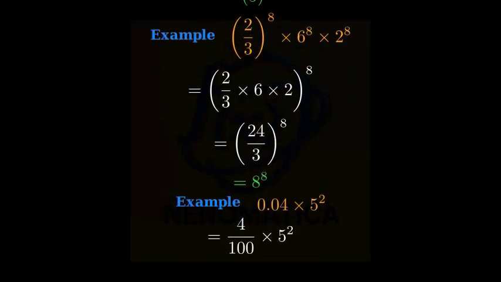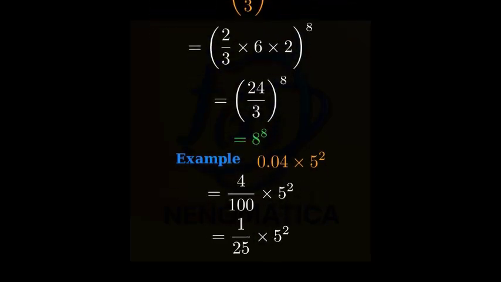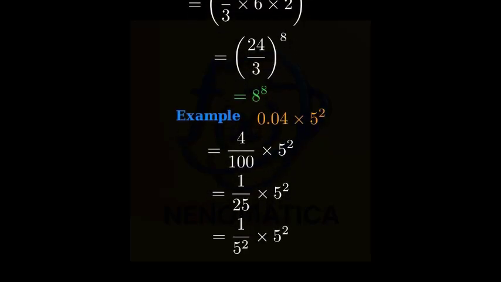The next example is 0.04 times 5 squared. First, let's convert 0.04 to a fraction. 0.04 is equal to 4 over 100. We can simplify 4 over 100 to 1 over 25. Since 25 is 5 squared, we can rewrite this as 1 over 5 squared.